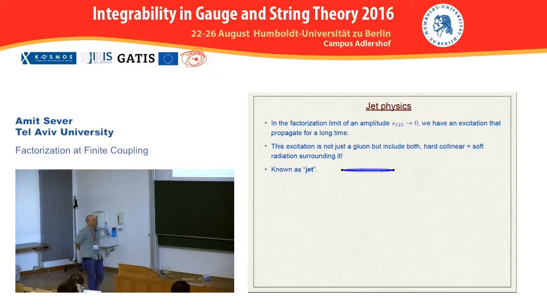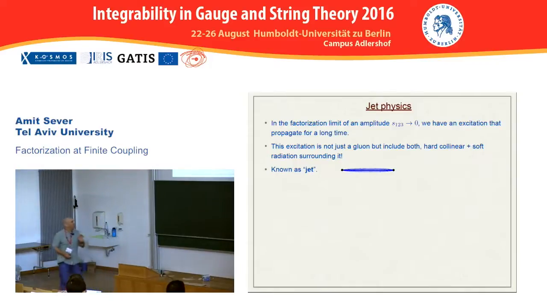What happens in the factorization limit, let's say s1 to 3 goes to 0, is that we have an excitation that propagates for a very, very long time. But this excitation is not just a single gluon. This gluon gets dressed by all the collinear and the soft physics. It can split into many, many collinear ones, and it can emit many soft gluons. So this whole thing that propagates, we will call a jet. It's the initial gluon, or in that case, a scalar, and all the radiation that surrounds it.